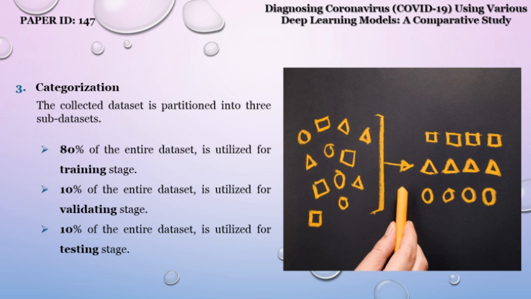The model processing consists of three stages: training, validating, and testing. Therefore, the dataset is partitioned into three sub-datasets: 80% for training, 10% for validating, and 10% for testing.